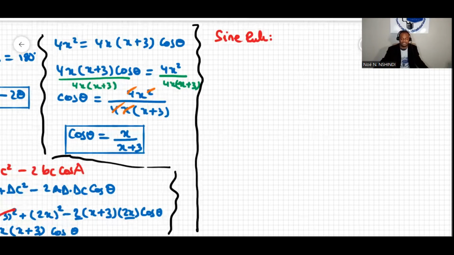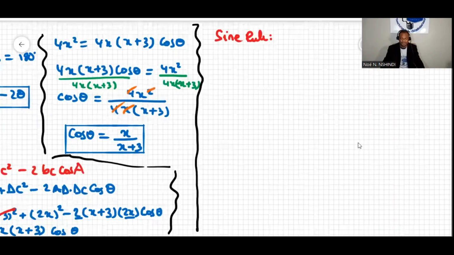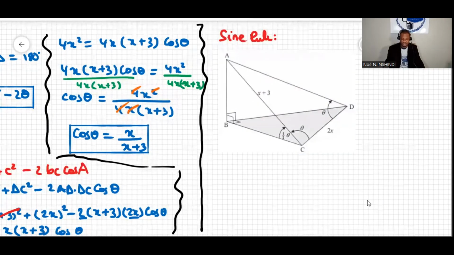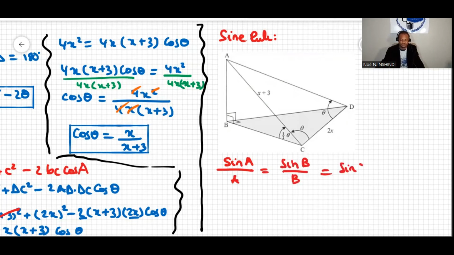draw the same diagram over here. So this is the diagram. We can also use the sine rule. The sine rule is given by sine of A over a, equal to sine of B over b, equal to sine of C over the lowercase c.